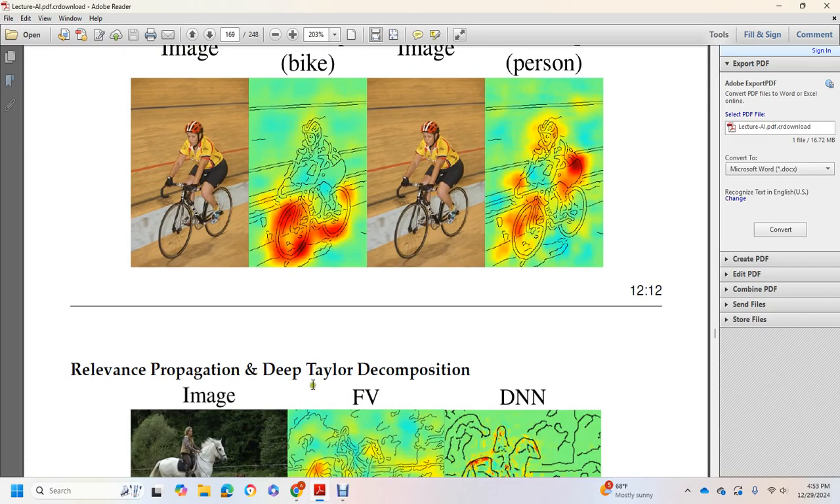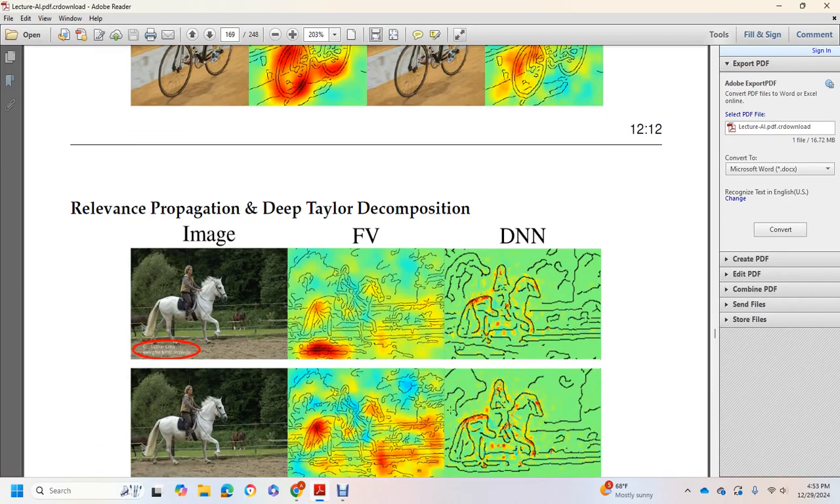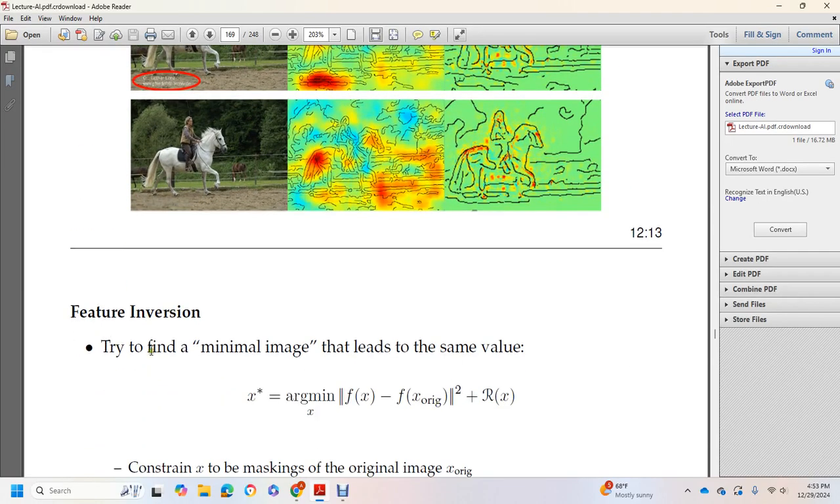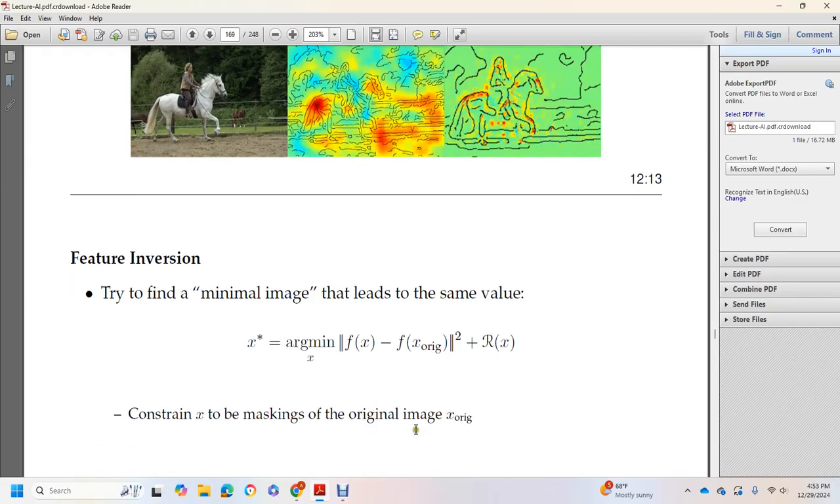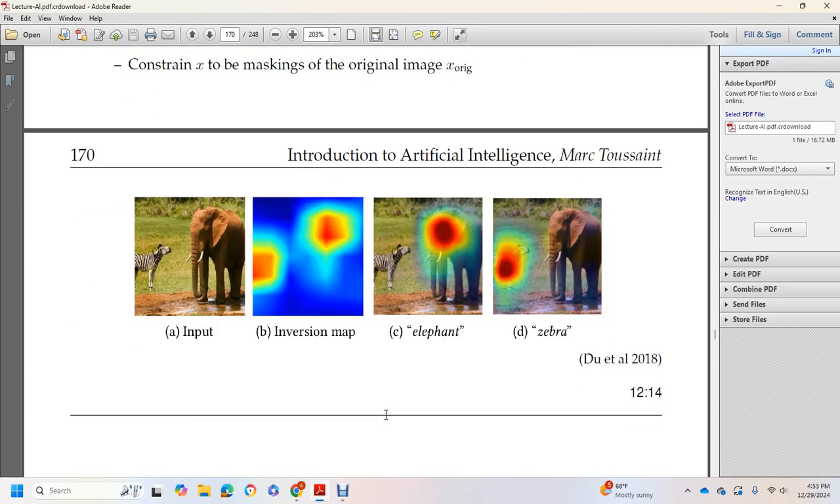Relevance propagation, deep Taylor decomposition: image heat map of bike, image heat map of person. Relevance propagation, deep Taylor decomposition, image with DNN. Feature inversion: define the minimal image of the same value, constrained with masking of the original image.